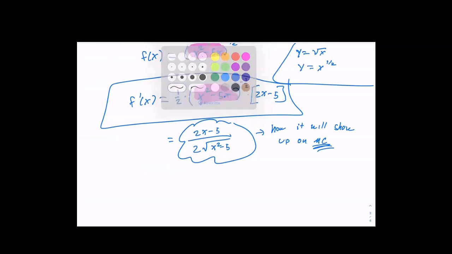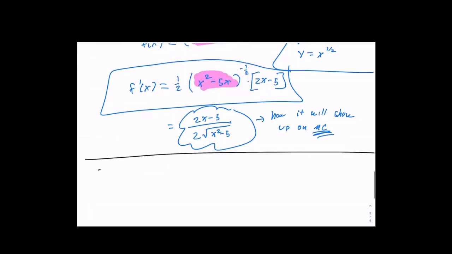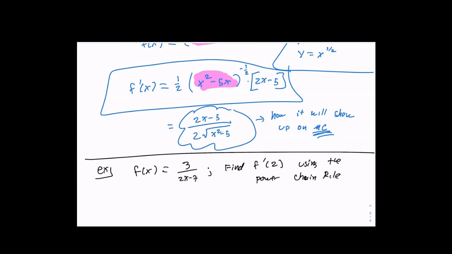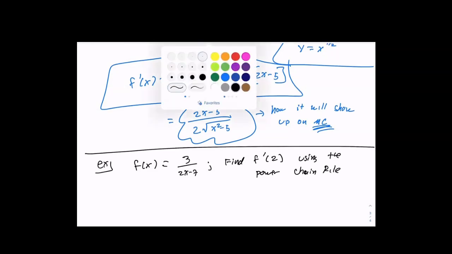Next example. f of x equals 3 over 2x minus 7. Find f prime of 2 using the power chain rule. Now this is a problem, and I say this right here.